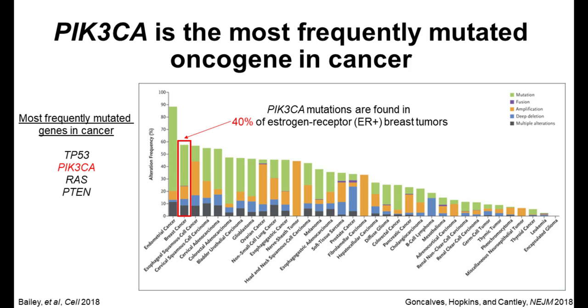PIK3CA is actually the most frequently mutated oncogene in human cancer. That is a gene whose mutated product causes cancer. And on the right-hand side, this is a histogram showing various cancer types and their frequencies of PIK3CA alterations, mutations shown in green and other alterations shown. And I would like to draw your attention to breast cancer, where PIK3CA mutations are found in about 40% of estrogen receptor, or ER positive, breast tumors. So these are tumors that overexpress the estrogen receptor.